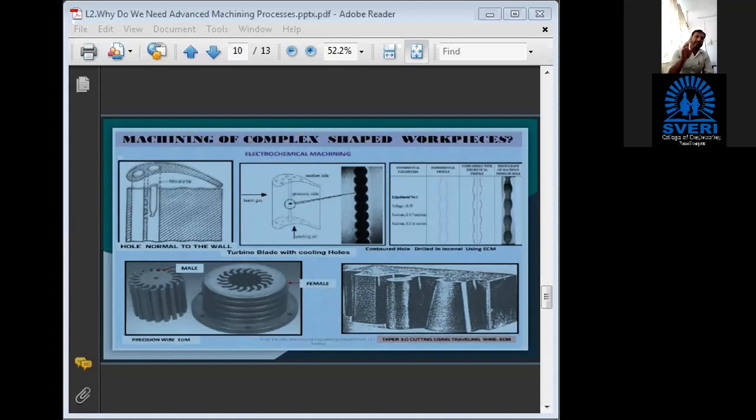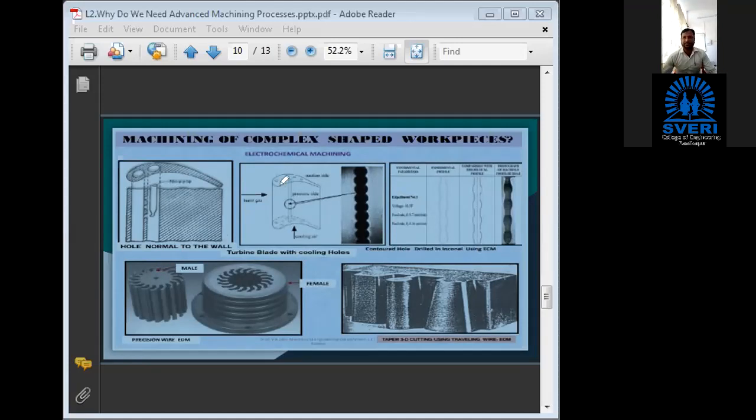That means electrochemical machining can drill a hole having 1 mm diameter and 100 mm length. We will discuss that process later. So electrochemical machining, ECM, is able to drill such holes normal to the wall surface, perpendicular to the wall surface. Okay, this is one example.